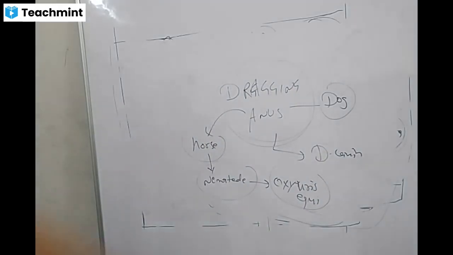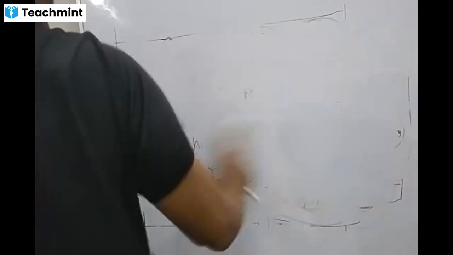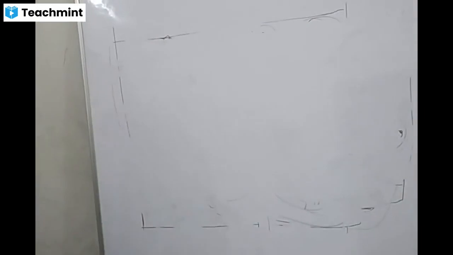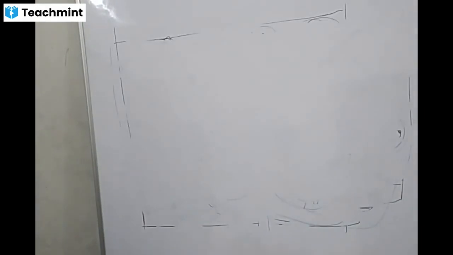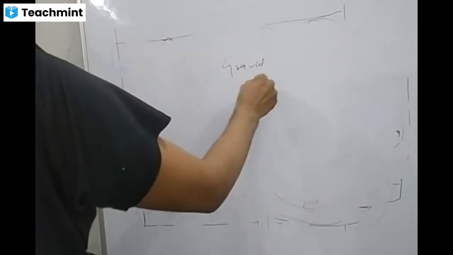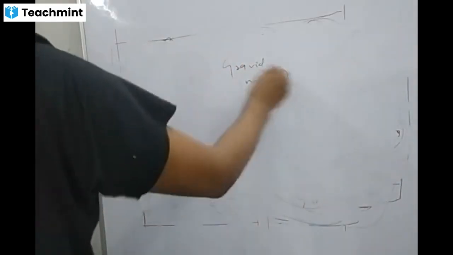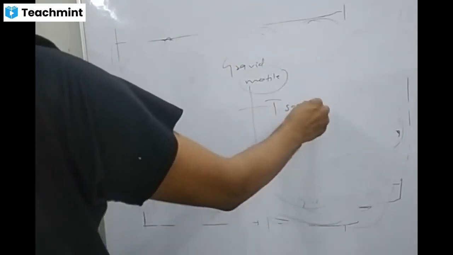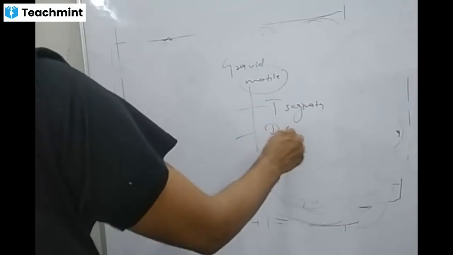Then with the motile segment, gravid segment, there are two MCQs. Gravid segment which is motile in nature. So remember Taenia saginata and Dipylidium caninum.